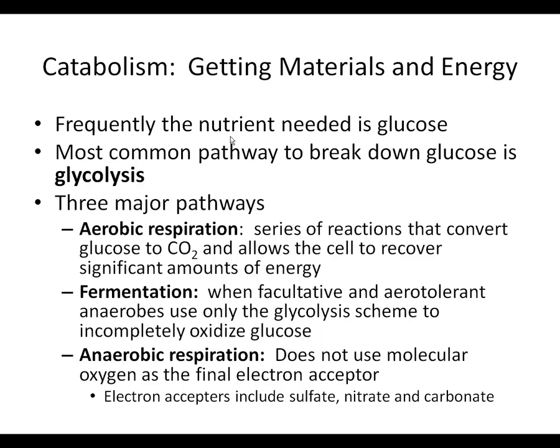There are three major pathways in which we will break down glucose. The first one is aerobic respiration, which is the one we are going to spend most of our time discussing. This is a series of reactions that is going to convert glucose to CO2 and the end product of water, and it's going to allow the cell to recover significant amounts of energy that are held as free energy in the form of hydrogen within this glucose. If you think about the chemical formula of glucose, it's C6H12O6. We have 12 hydrogens there that contain free energy that we are going to exploit through aerobic respiration.